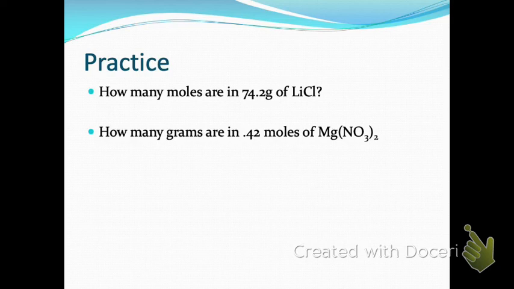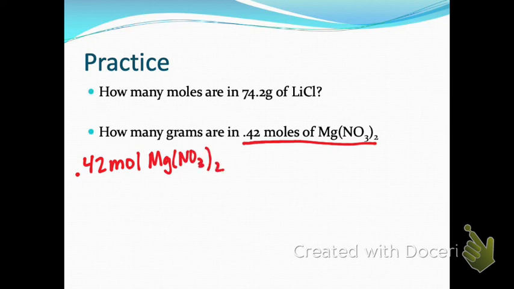MgNO3 2. So here I start with what I know, which is 0.42 moles of MgNO3 2. Now, a lot of you are going to ask me, do I need to include that compound? Do I have to include that in my chart? And I'm going to say yeah, right? Because later we're going to start being able to put multiple compounds in the chart when we compare products and reactants, right? When we compare different compounds. So for now, it's not the end of the world if you don't, but I'm going to encourage you to just make that a habit.